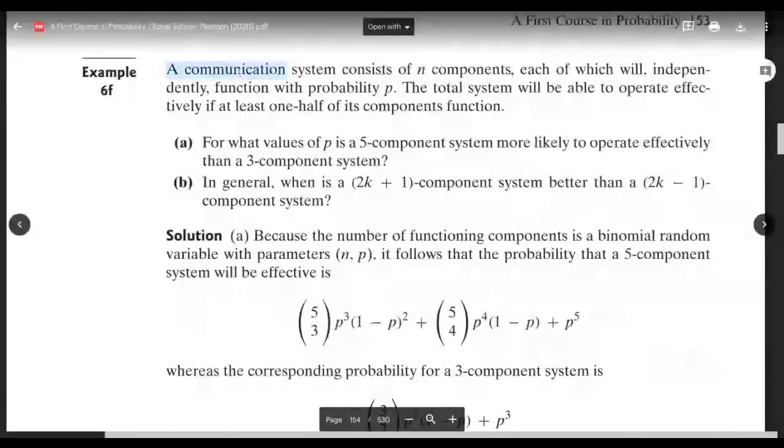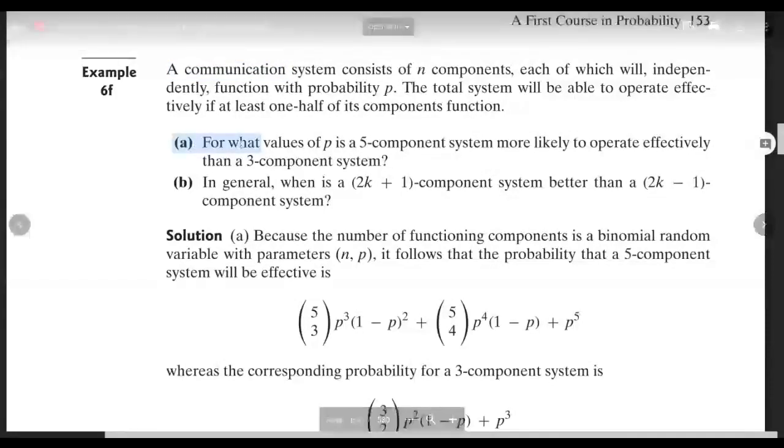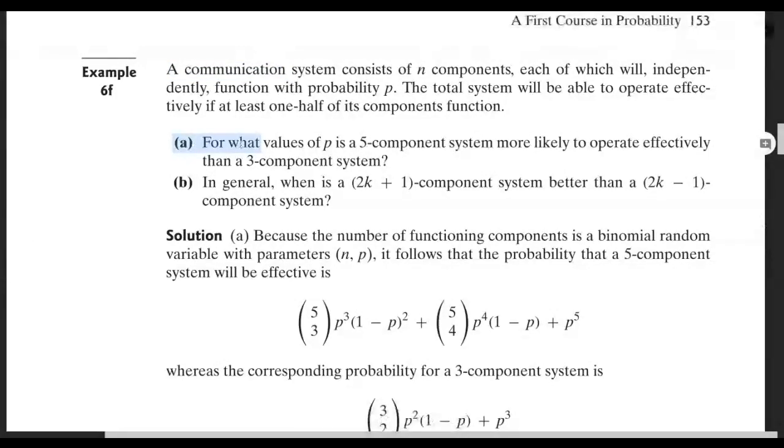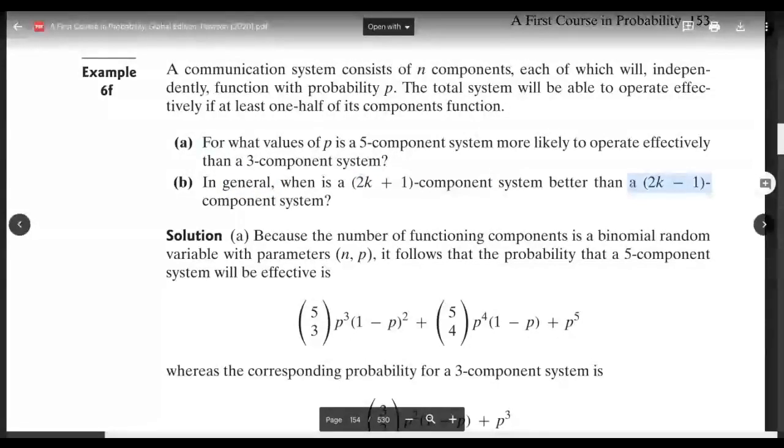A communication system consists of n components, each of which will independently function with probability p. The total system will be able to operate effectively if at least 1/2 of its components function. A: For what values of p is a 5-component system more likely to operate effectively than a 3-component system? B: In general, when is a 2k plus 1 component system better than a 2k minus 1 component system? So it's 2k plus 1 and 2k minus 1.